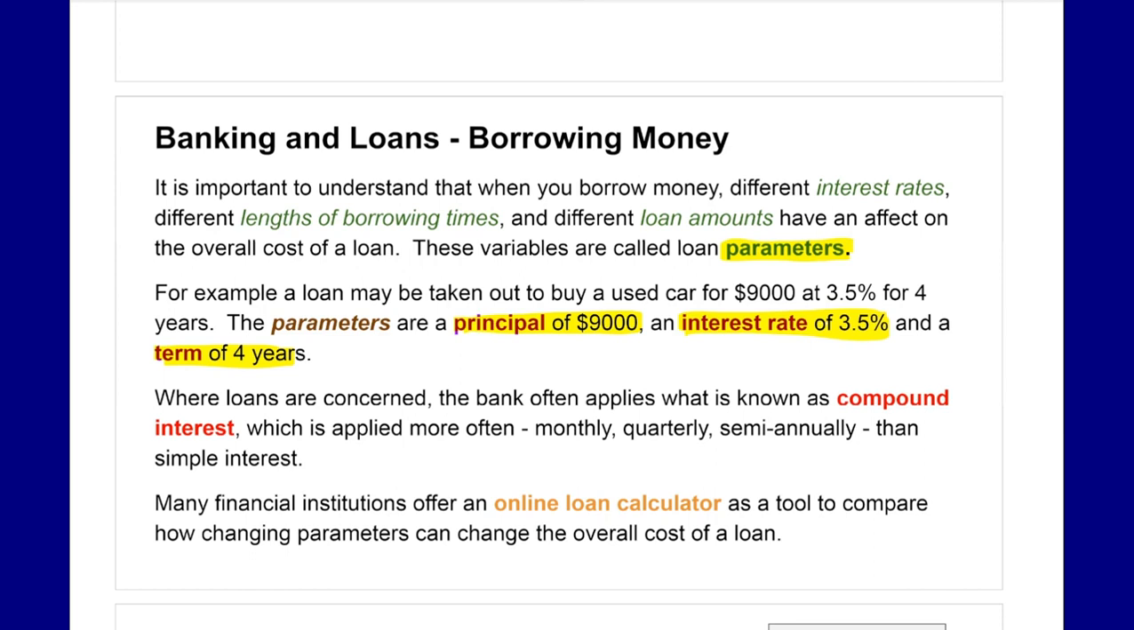Now, most financial institutions offer an online loan calculator, to allow you to change the parameters to see what the cost might be. I did put a link in D2L for one. It's from RBC. We're going to use that for a couple questions.